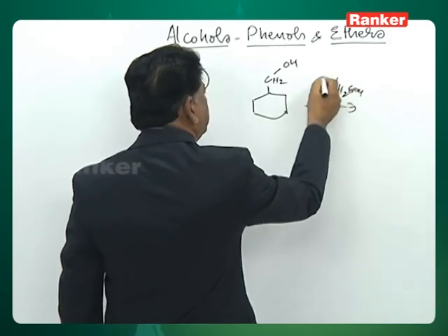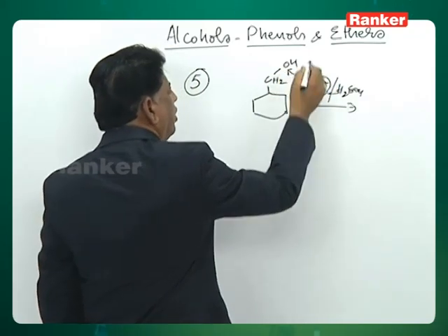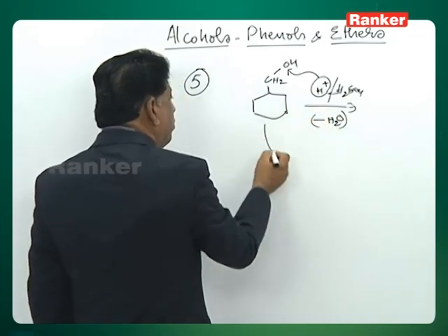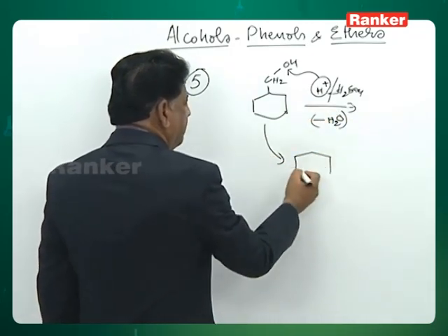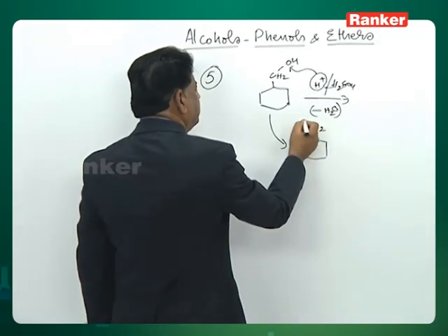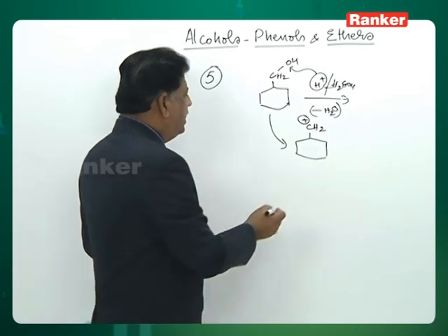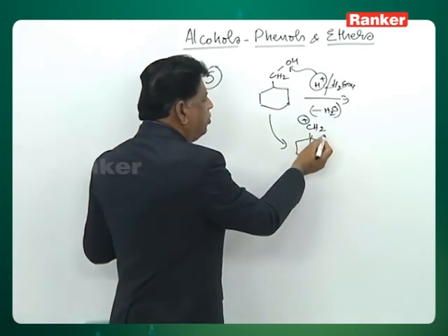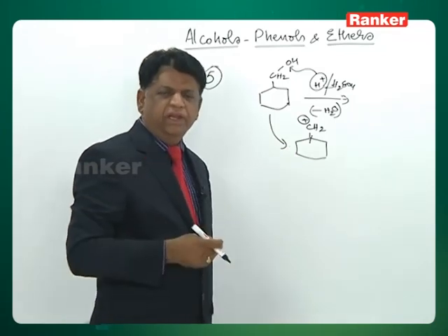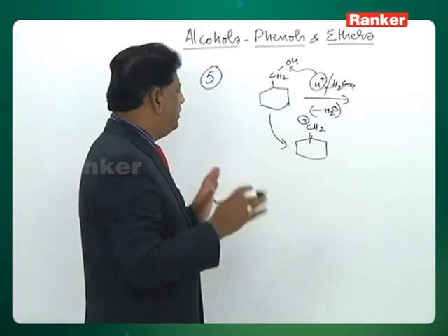This H plus from the sulfuric acid is going to attack on this one, followed by a loss of water, and subsequently what comes as an intermediate is a CH2 plus formed on the carbon. Many times what happens, it cuts and this group jumps and you will get a ring expansion. But if you find there is no ring expansion in the answers, then that is not the reaction.